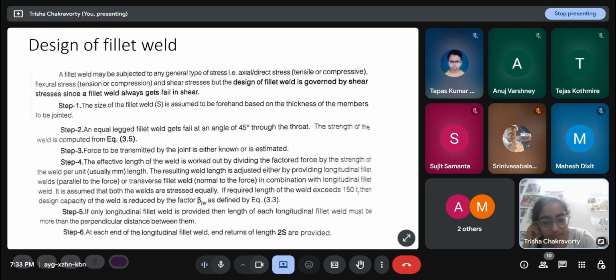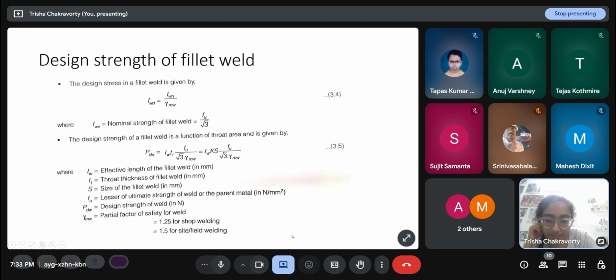If only longitudinal fillet weld is provided, the length of each longitudinal fillet weld must be more than the perpendicular distance between them. At each end of the longitudinal fillet weld, end returns of length 2s are provided. S is the size of the fillet weld.